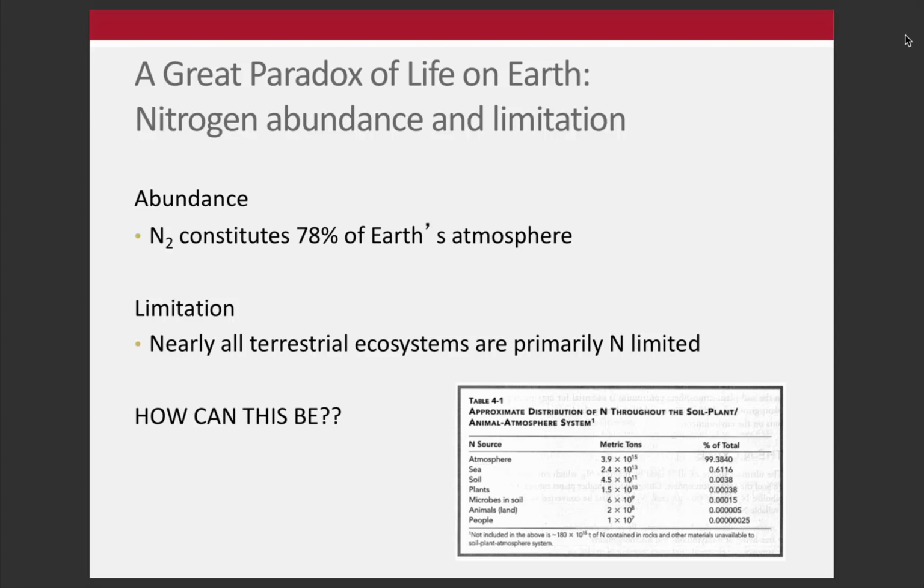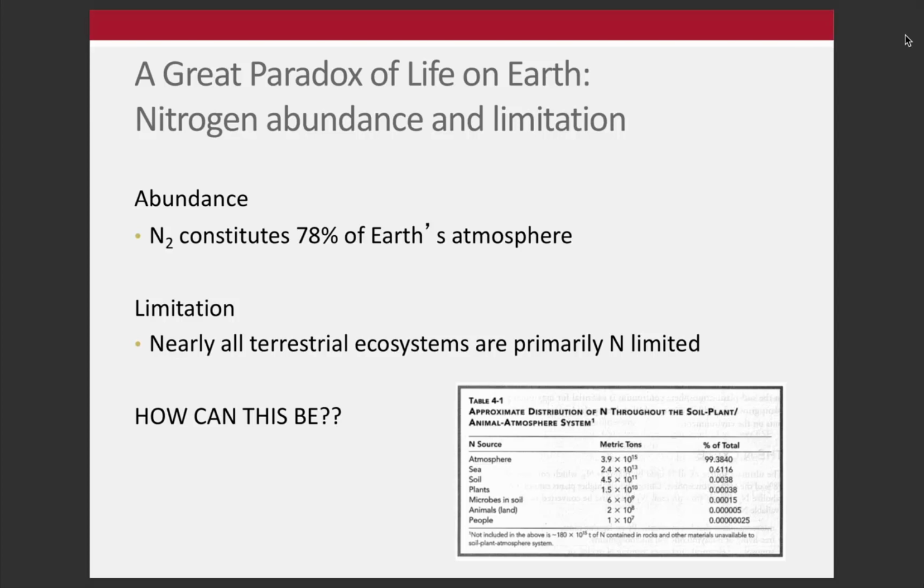What I mean by that is that it is the nutrient that limits productivity or total plant growth the most. And this is, of course, very consistent in agriculture as well, where nitrogen is the primary limiting nutrient. So the question of this paradox is, how can this possibly be when we're literally swimming in the sea, this atmosphere of nitrogen, but it's just not available? And that is really, of course, the answer.